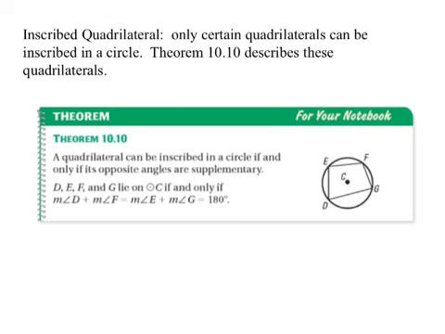Inscribed quadrilateral. Only certain quadrilaterals can be inscribed in a circle. Theorem 10-10 describes these quadrilaterals. A quadrilateral can be inscribed in a circle if and only if its opposite angles are supplementary. So the angles opposite each other have to add to 180.